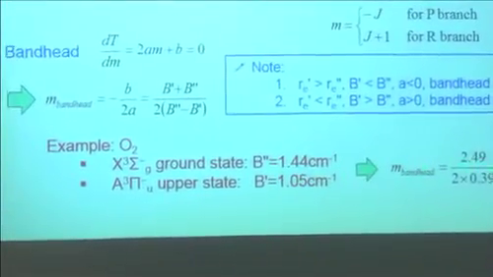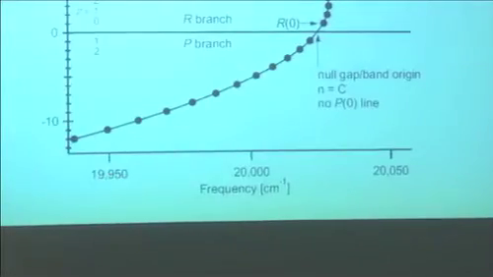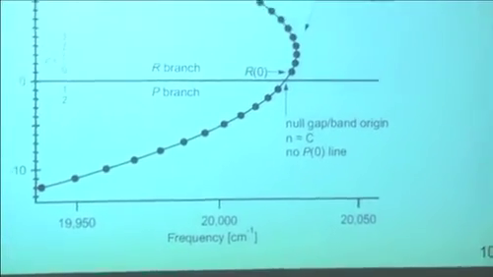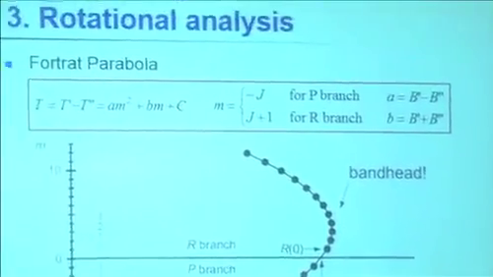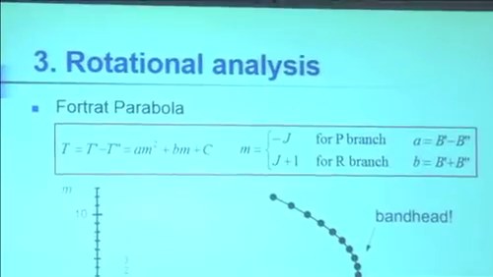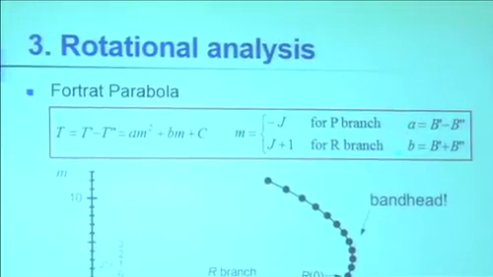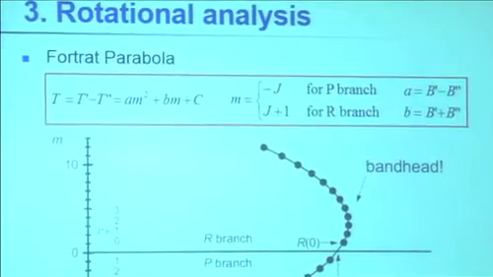Remember when I said for CO, where's the band head? Like 100? J of 100? For electronic states, it depends on the B's, and they're very different. The B's for oxygen are entirely different in these two states. So you can get a lot of band head action going on. So you measure this, and you can interpret it. You can fit it, and you can find, what are the parameters? A and B. The difference and the sum of the B's. That's all there is in this problem.